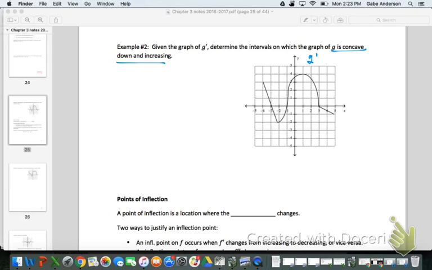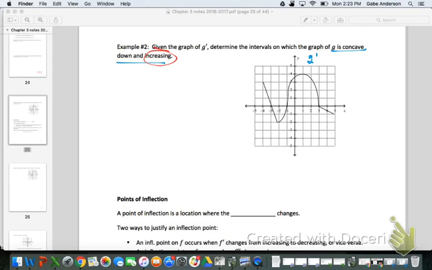And get an answer to this. So let's break this down into two parts and see if we can get this sorted out. We want to know where G is concave down and increasing. Let's focus on the increasing part first. So let's see if we can finish this sentence. G is increasing when G prime is positive. So I am looking for where G prime is positive.